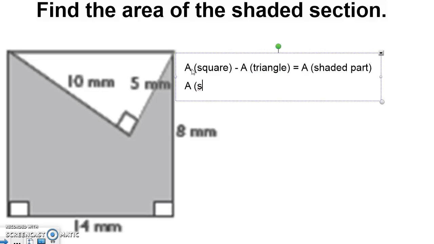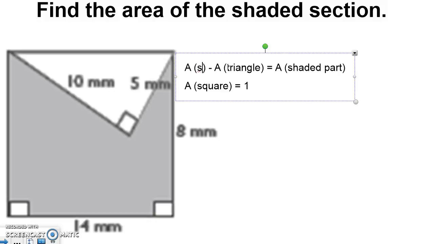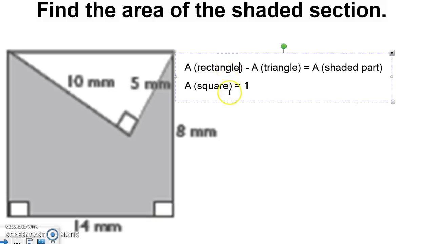So the area of the square, that's probably the easiest. We do base times height. Or it's not a square. Why do I keep saying that? It's a rectangle. Ugh. Rectangle. I know y'all miss me now.